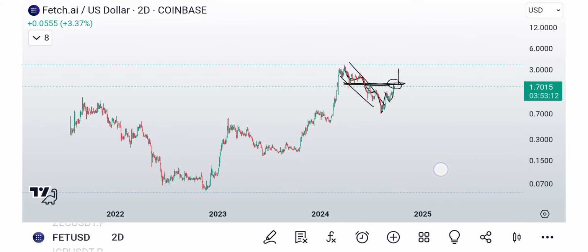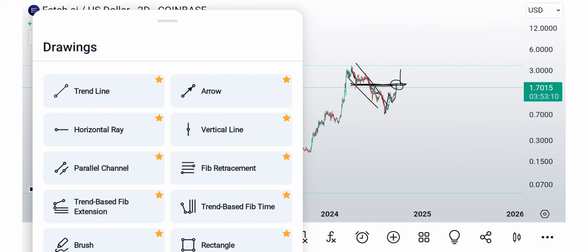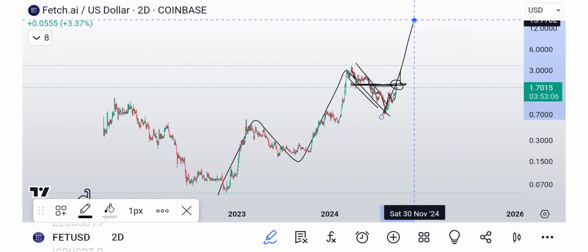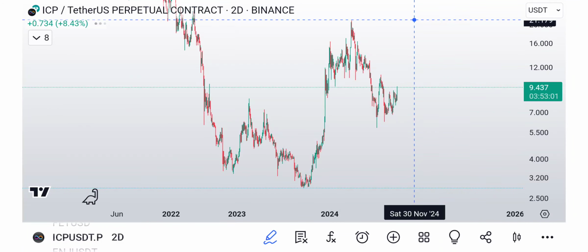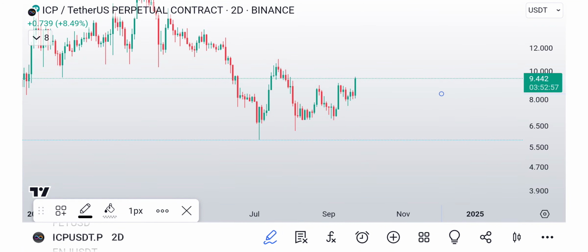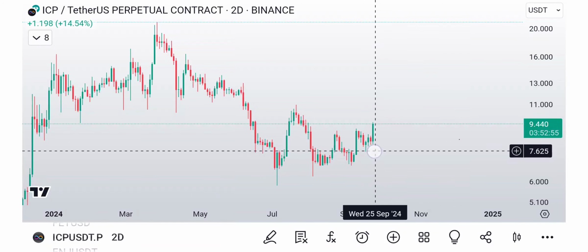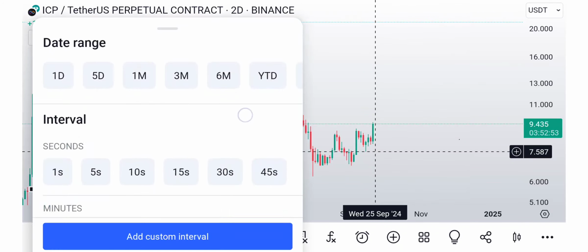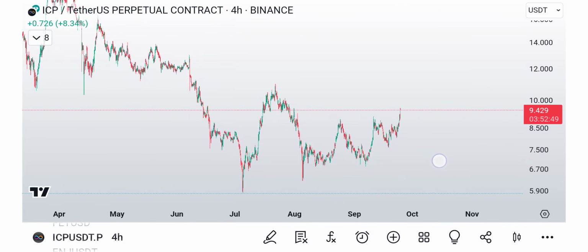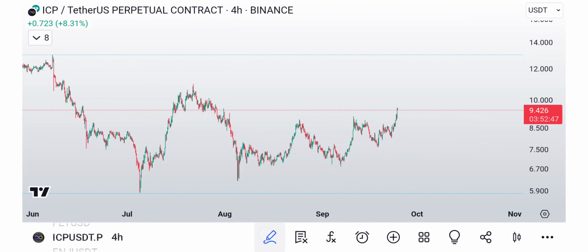But overall, Fetch, right? 1, 2, 3, 4. Let's get 5. I mean, that's what I'm looking for. So let's see if we get it. I know ICP had a little bit of a pump. Look at that. That's a good sign right there. That's a bullish 2-day engulfing candle. It's going to close in 4 hours. It's looking pretty good. Yeah, we broke above it.